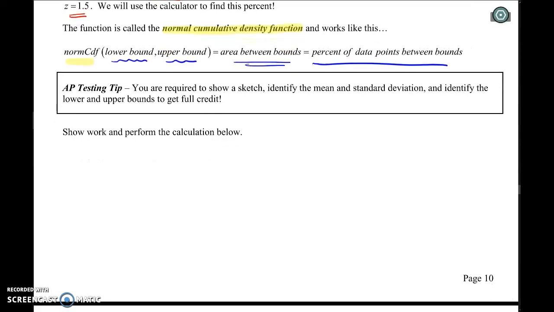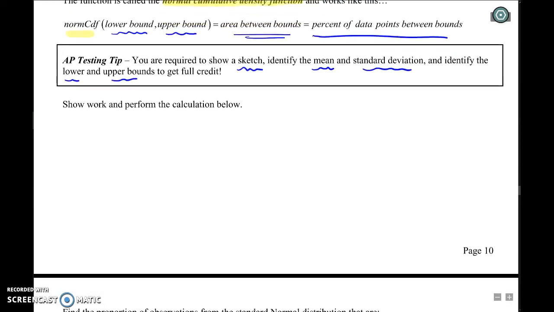This is an AP testing tip. In order to get credit when you're taking the AP test, you have to show a sketch, you have to explicitly identify the mean and standard deviation, and you have to identify the lower and upper bounds. So there's actually 5 things there that you got to get.